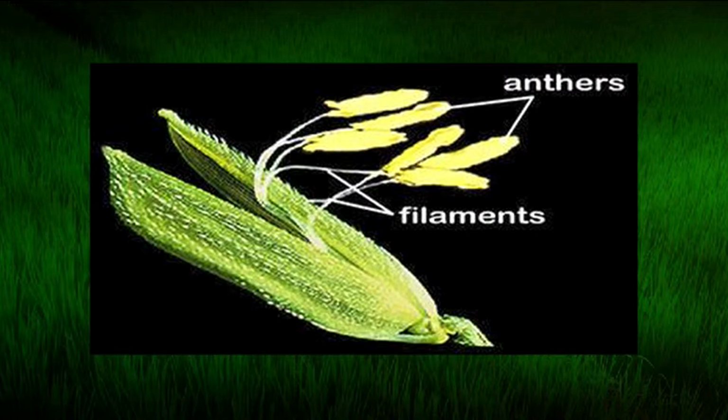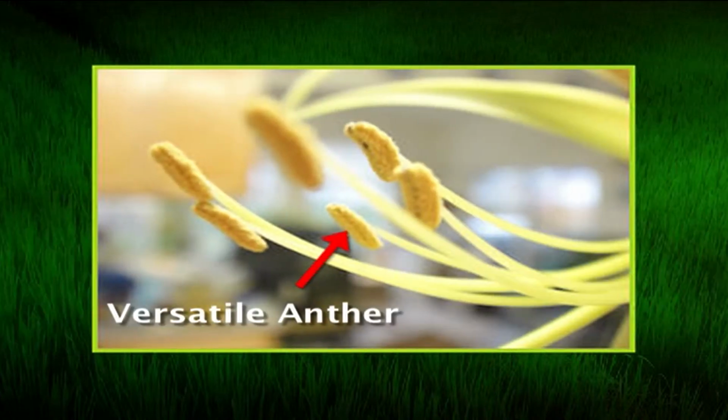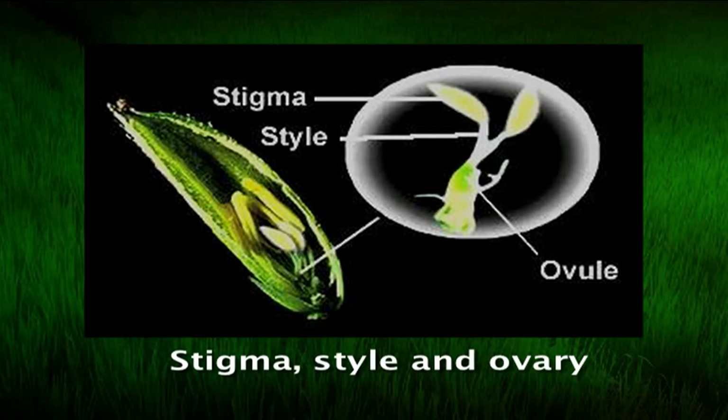There are 6 fertile stamens in 2 rows of 3 each. Anthers are versatile. Coming to ovary, ovary is hypogynous, monocarpellary, unilocular with a single basal ovule and a pair of feathery stigmas at the top.